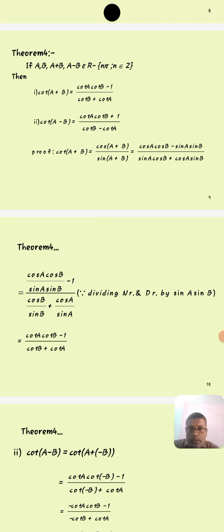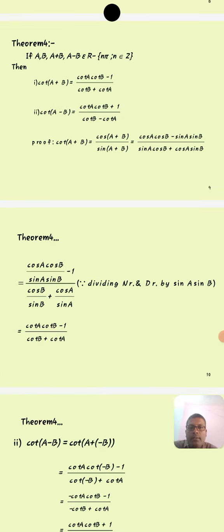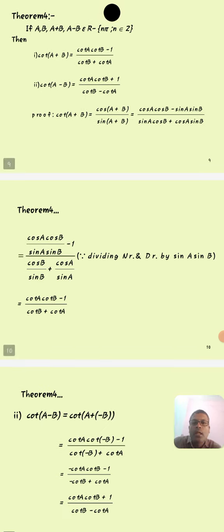Now here, the next step: cos a by sin a is cot a, cos b by sin b is cot b, and minus 1, and cos by sin is cot b and cos a by sin a is cot a. So that we get the proof: cot a cot b minus 1 by cot b plus cot a. So what is the formula of cot(a plus b)? Cot a cot b minus 1 by cot b plus cot a.